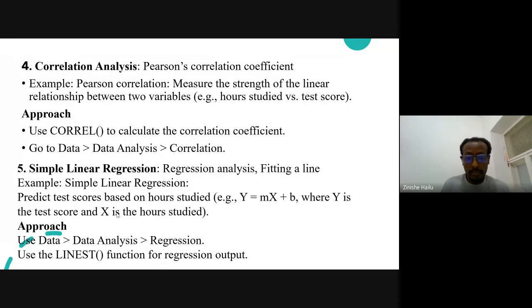With the data analysis tool, we can use simple linear regression to estimate the dependent variable from the independent variable, like y equals mx plus b, the slope plus intercept. This is also done with the data analysis tool, as well as with the LINEST function.